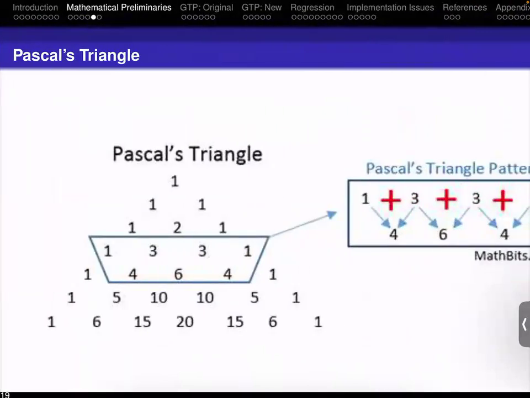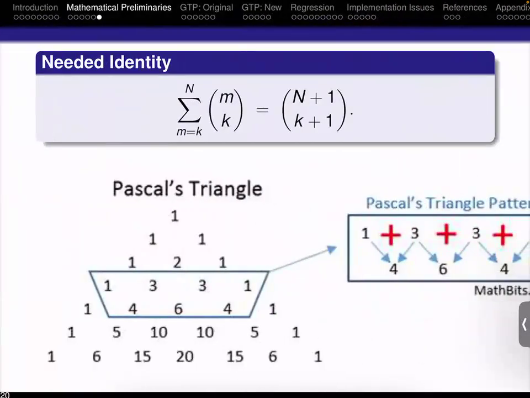Okay, so how would we prove Pascal's formula? We proved that. Here is another needed identity, often called the hockey stick identity. The sum of m choose k, where m goes from k to capital N, is n plus 1 choose k plus 1.